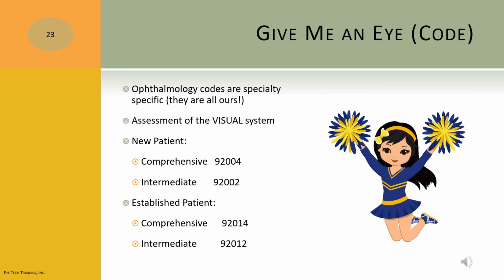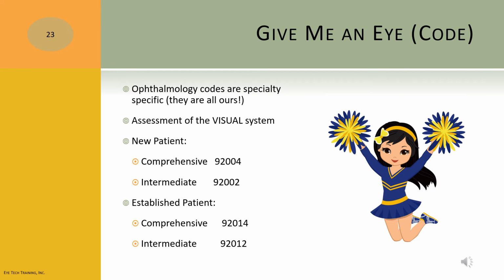Eye codes. They are unique in that ophthalmology is the only subspecialty that has their own set of codes. Ophthalmology codes are defined as an assessment of the visual system, meaning the eyes. These are the codes that start with 9-2.